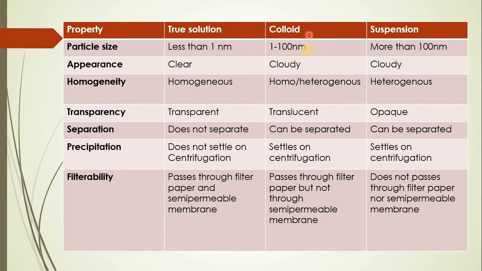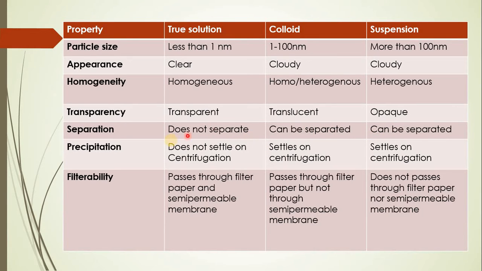In colloid, as I said, the particle size is slightly larger as compared to the true solution, measuring between 1 to 100 nanometers. It gives the translucent nature to the solution. Whereas in case of suspension, the particle size happens to be very large, and that results in the opaque nature of the solution. Now, if we try to separate these solutions, in a true solution, both the dispersion medium and the dispersion particles cannot be easily separated. Whereas in case of colloid as well as suspension, they can be easily separated.